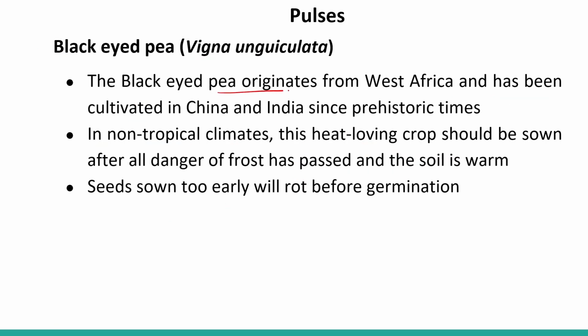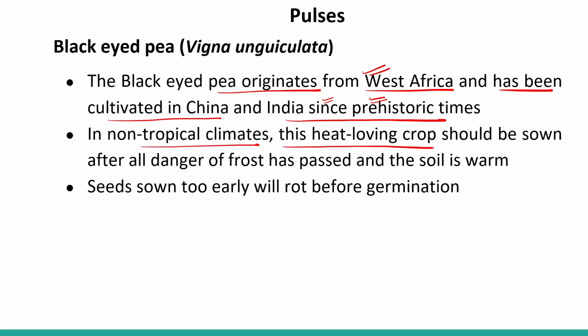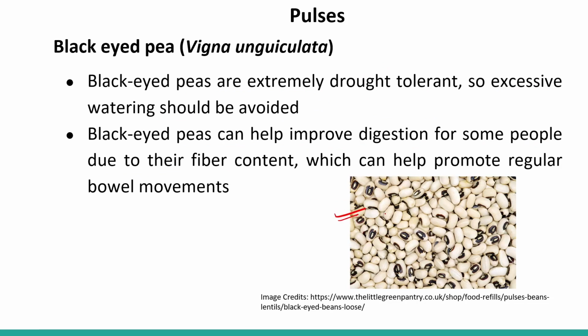The black-eyed pea originates from West Africa and has been cultivated in China and India since prehistoric times. So it has been grown in our country from prehistoric times, but this particular pea, the black-eyed pea, originated in West Africa. In non-tropical climates, this heat-loving crop should be sown after all danger of frost has passed and the soil is warm. Seed sown too early will rot before germination. It is also called lobia, right?